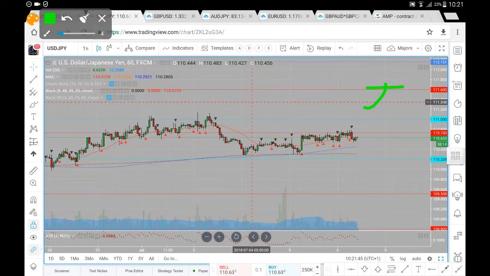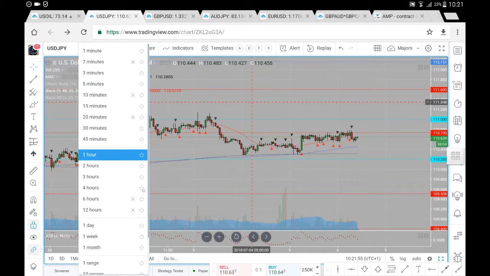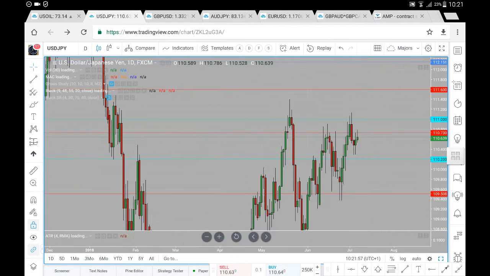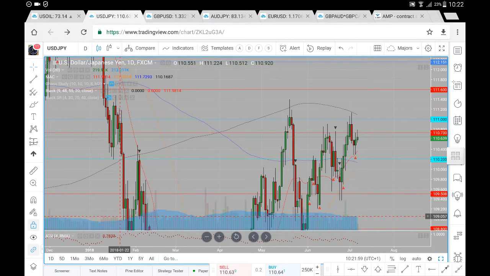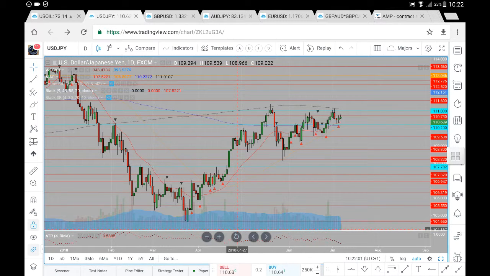I expect the 111.60 to be the far end of range here to the upside. But if we do see sufficient volatility or an extraordinary day, 112.15 may come into focus here on the US dollar Japanese yen, but I do think it is unlikely. Now let's just have a brief look here at the daily chart to see how prices are developing.